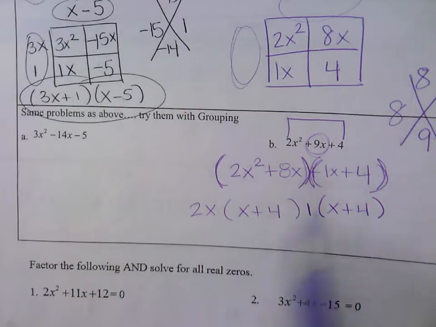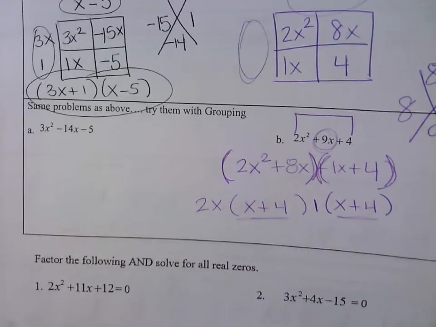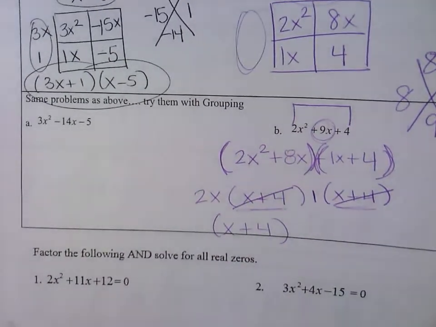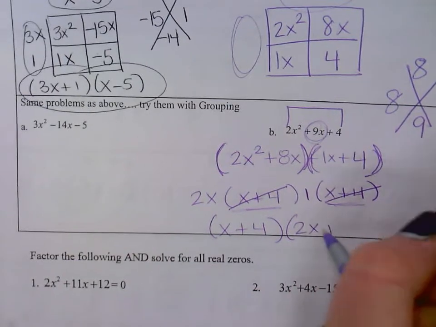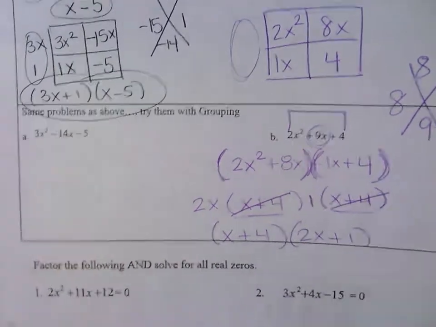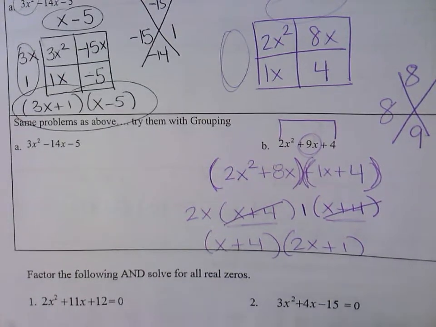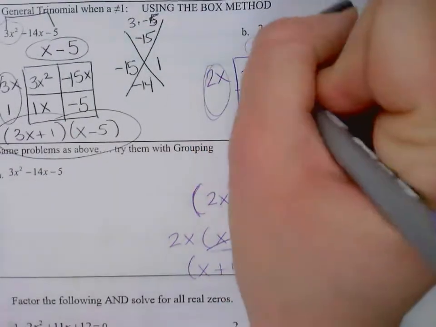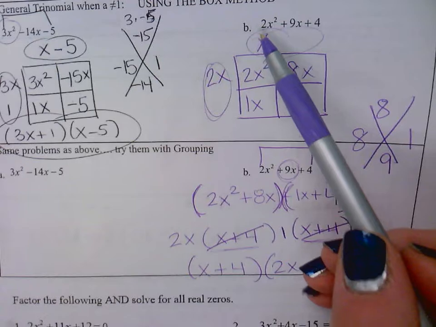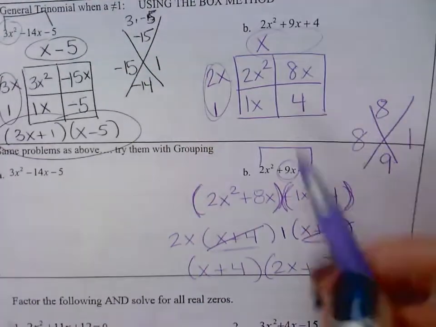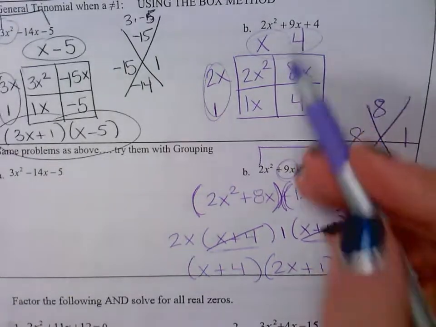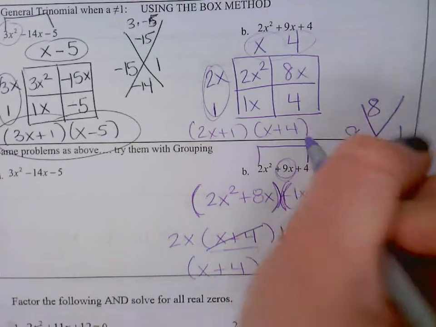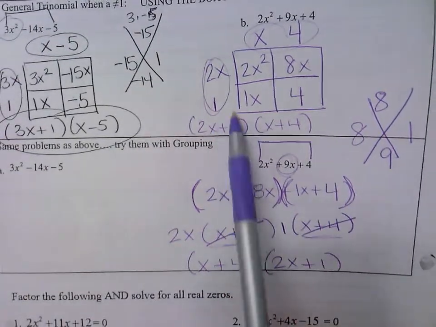You have to have the same thing show up in both parentheses or it's not factorable. So I can take out the x plus 4 from each of those terms, and then I have 2x plus 1 left after I divide by the x plus 4. And you should get the same thing up here when you do the box. So you would put a 2x and an x on your box, and then x times 1 is 1x, and 2x times 4 is 8x, and 4 times 1 is 4. So see how you get the same set of factors? 2x plus 1 and x plus 4. It doesn't matter the order you write them in, so this is the same answer.